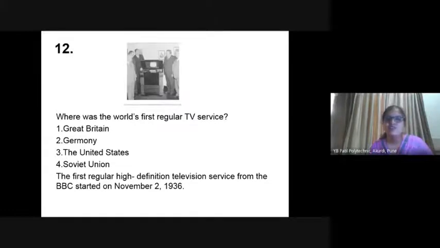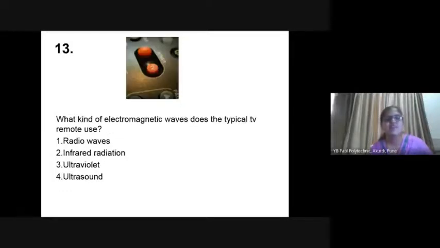Where was the world's first regular TV service? First, Great Britain. Second, Germany. Third, the United States. Fourth, Soviet Union. Next question. What kind of electromagnetic waves does the typical TV remote use? First, radio waves. Second, infrared radiation. Third, ultraviolet. Fourth, ultrasound.